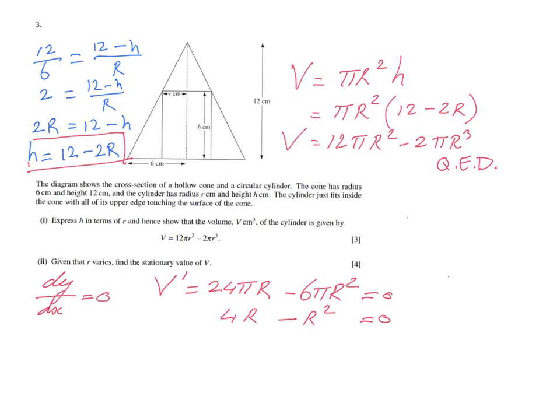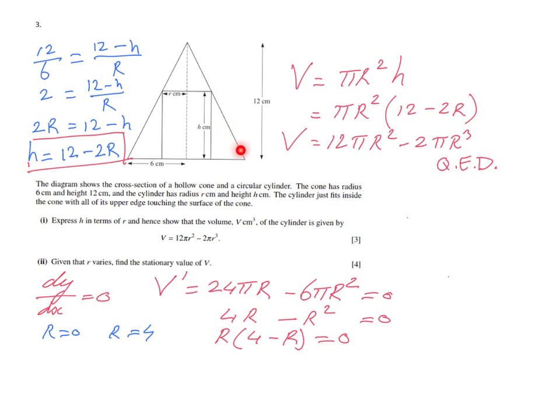We can factorize now, take out the common factor, r(4 minus r) equals 0. And then r is either 0 or 4 minus r is 0, so r equals 4. So I get two values for r, 0 and 4. However, the question says find the stationary value of V, so clearly indicating you are going to get one answer.